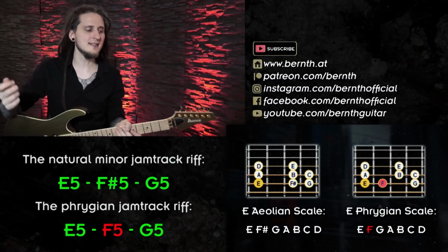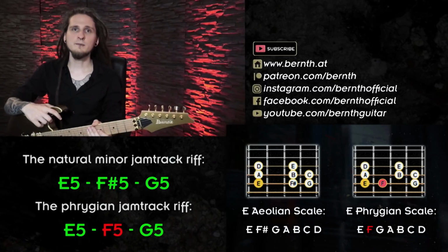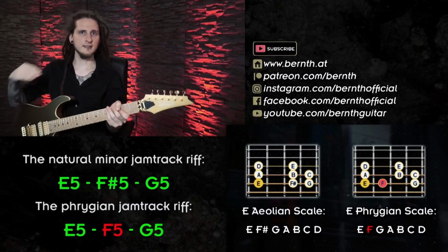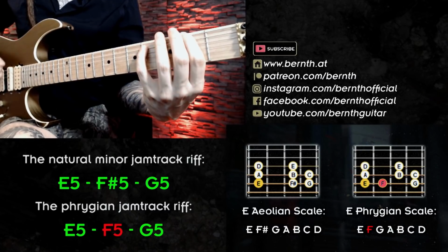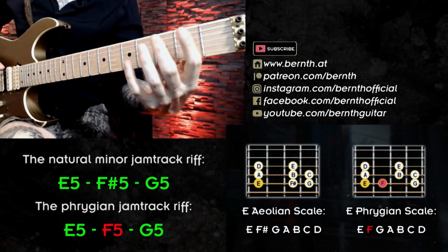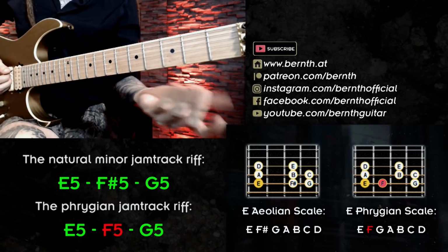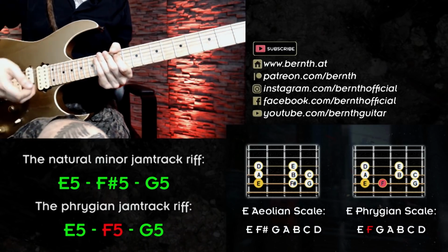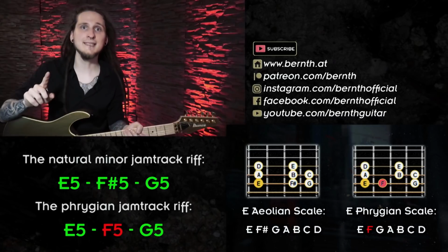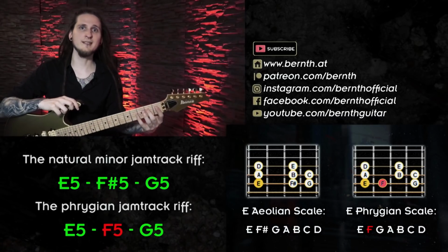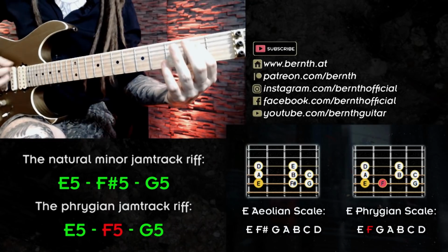So that would be an immediate indicator to use the natural minor scale because of the note F sharp, the major second above the root. So those are the notes E, F sharp and G. Actually the first three notes of the natural minor scale, of the E natural minor scale. But the second riff has a big focus on F, on that half step above the root.